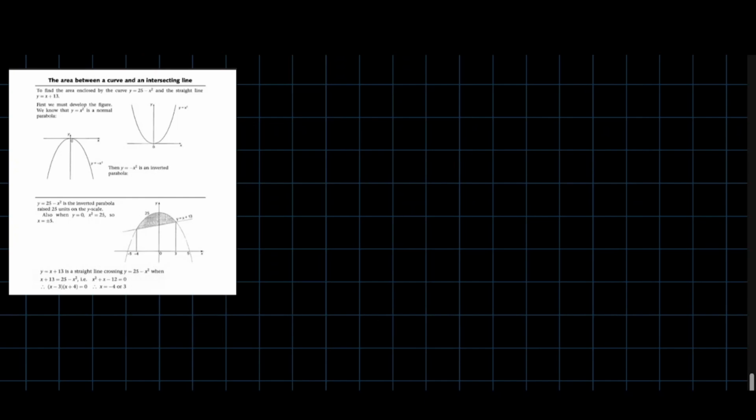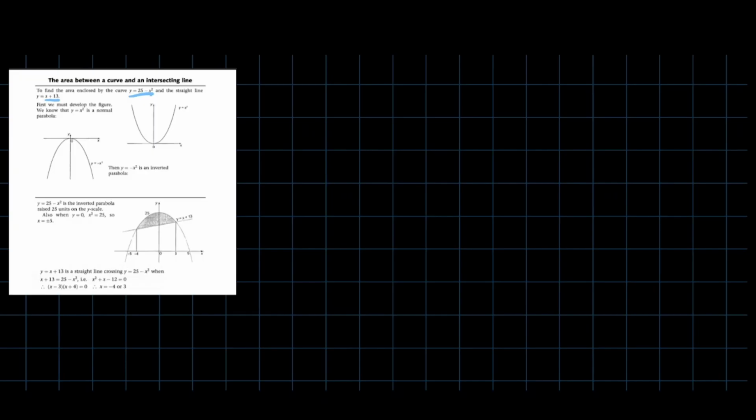So this is a solution from the KS textbook, and I just want to explain it because I see people are struggling to understand it. To find the area enclosed by the curve and the straight line y = x + 13, this is a typical question of finding the area under the curve, but they made it a little bit tricky.